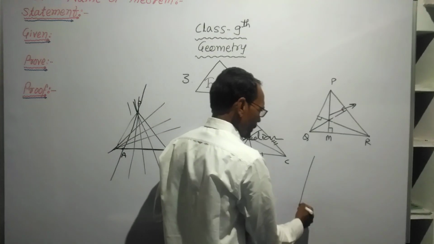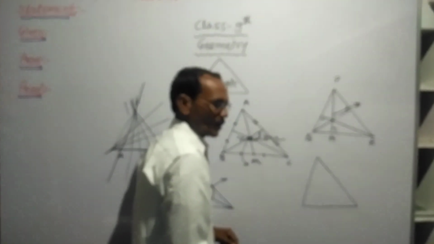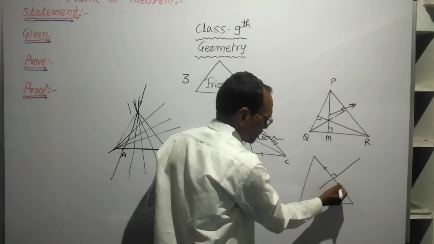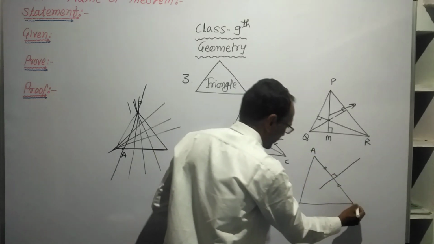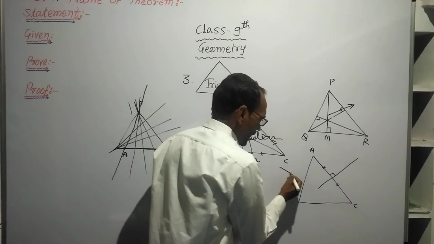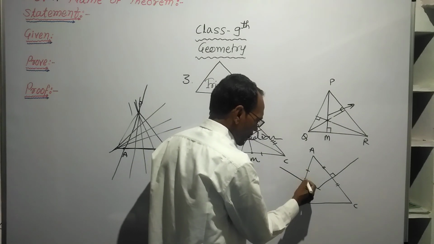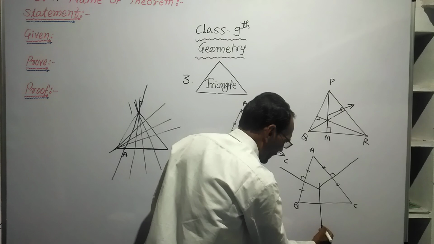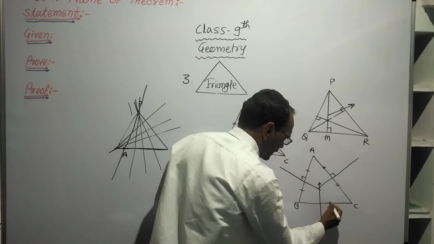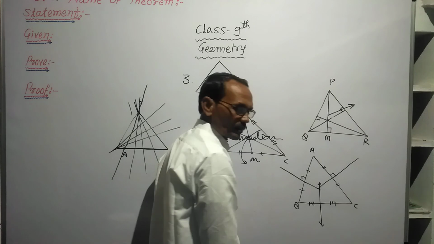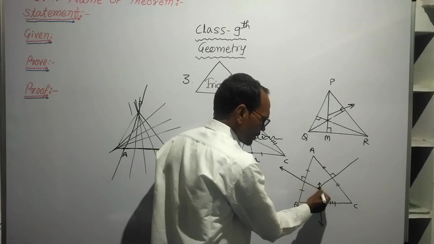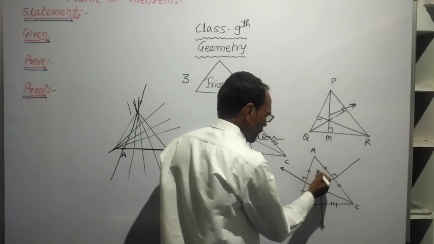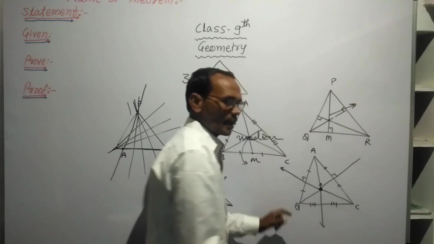Again, suppose this is a triangle. We want to draw the perpendicular bisector of side AC. We want to draw again the perpendicular bisector of side AB. And again draw the perpendicular bisector of side BC. These lines are again concurrent lines. And the concurrent point is equidistant from the vertices A, B and C.